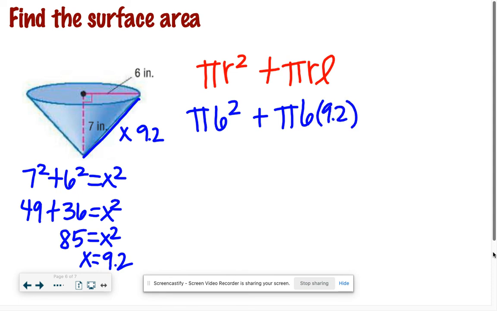And again, once you have your formula filled out, if you're really good at typing this in your calculator, type this whole thing in. You're good to go. If you're not very good at that, break it down just one more step. So 6 squared is 36, so 36 pi. 6 times 9.2 is 52. Oops, I lied. 55.2 pi.